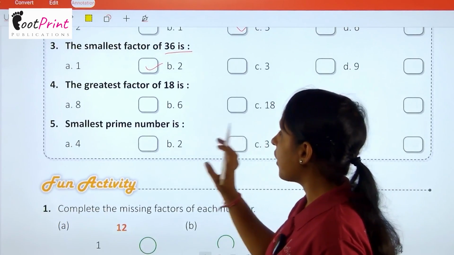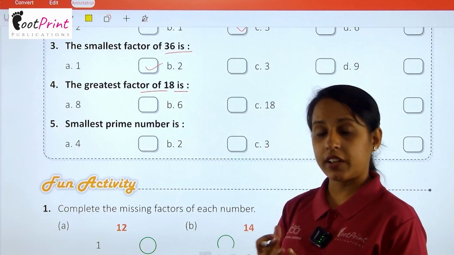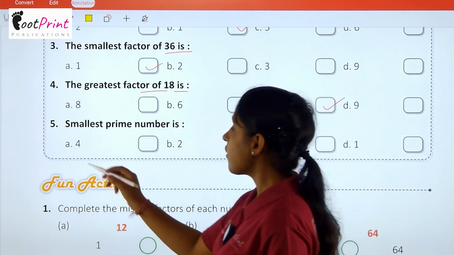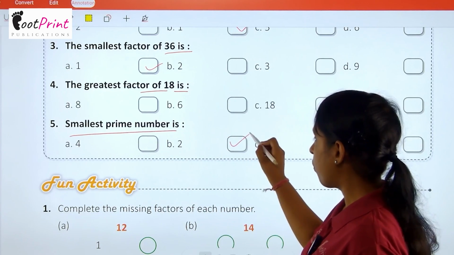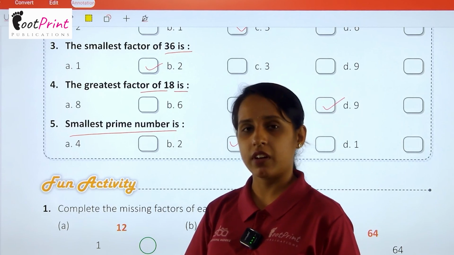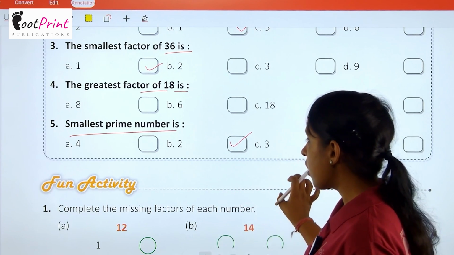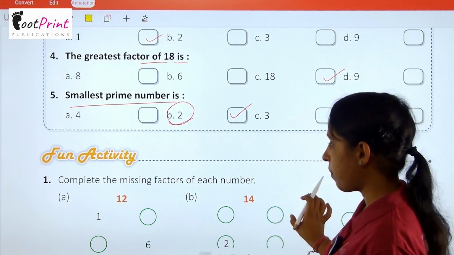Next, the greatest factor of 18. The greatest factor is the number itself, that is 18. Next, the smallest prime number. What is the smallest prime number? 2. Because we have learned that 1 is not a composite number, and not a prime. So 2 is the smallest prime number.